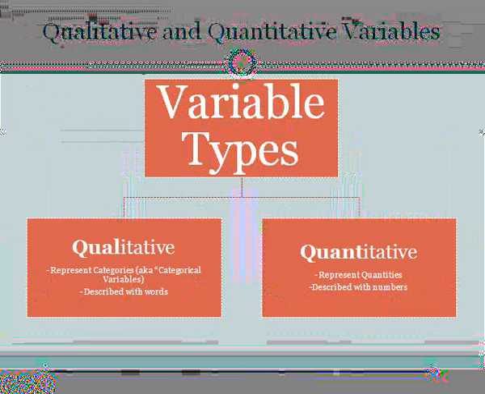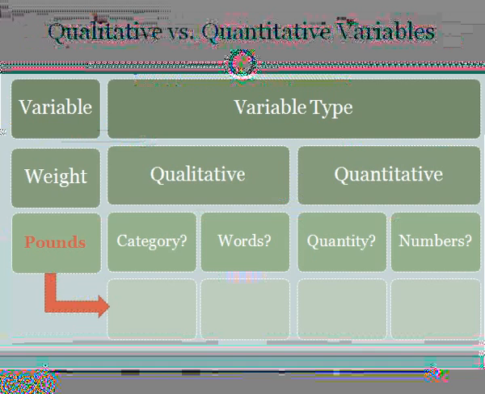Qualitative variables represent categories. That's why they're described as categorical variables. Qualitative variables are described in words. Quantitative variables, on the other hand, represent quantities. They are described with numbers. Consider an example to contrast qualitative and quantitative variables.